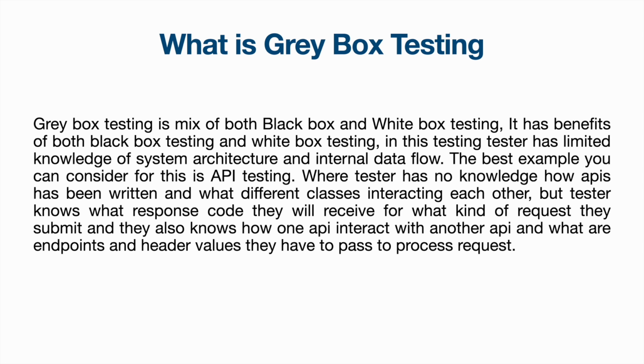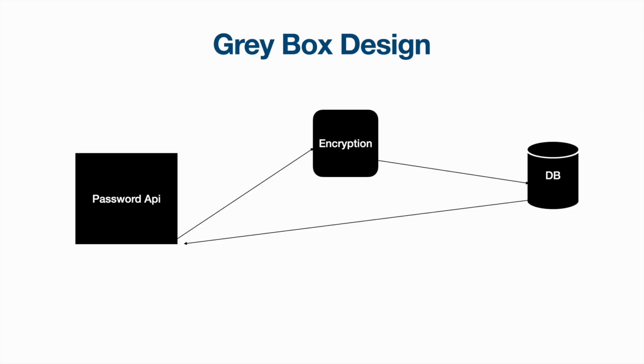I think most of us perform gray box testing without knowing it, mostly when we do API testing. So let's talk about an example to understand how we perform gray box testing. Here you can see we have three different modules. One is the password API, another is the encryption utility, and we have a DB where we save the encrypted passwords in our database.